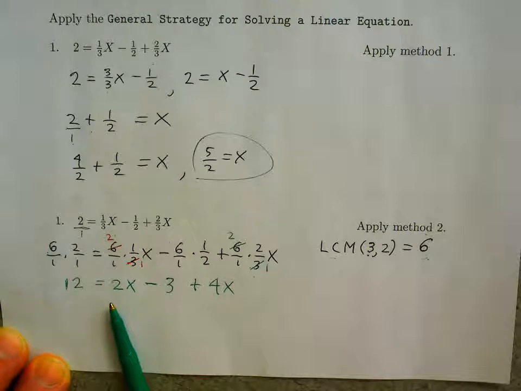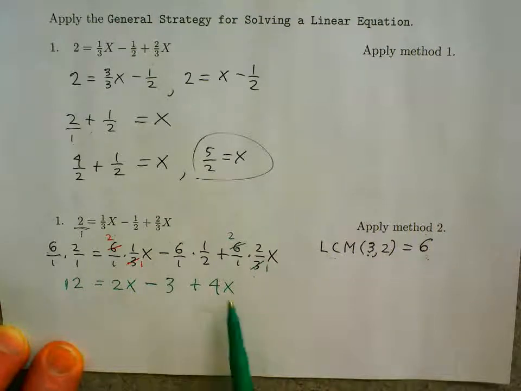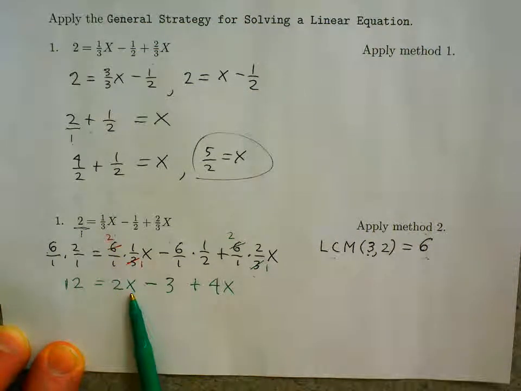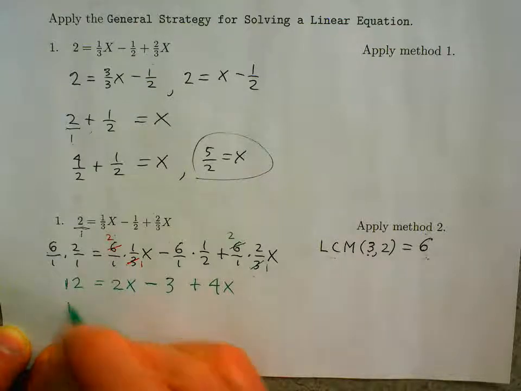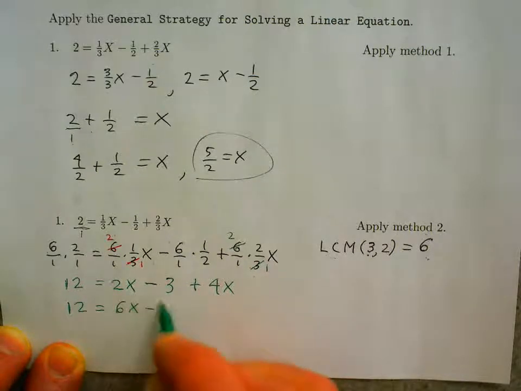Everyone remember what like terms are. Terms are like terms if they have exactly the same variable part. The coefficients, of course, can be different. The coefficients are the numbers that you're multiplying by the variables. So on the right-hand side, we can add 2x plus 4x to get 6x, and then we have minus 3.